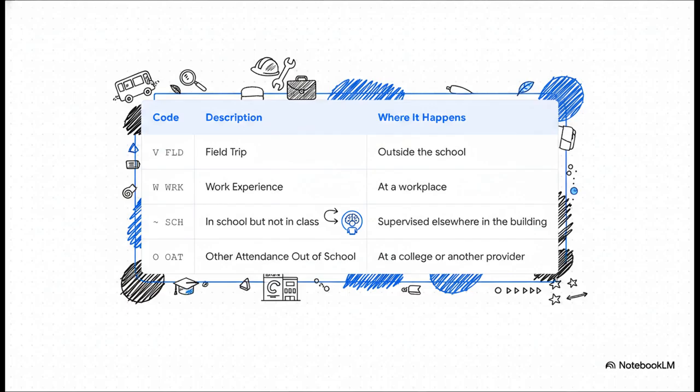Check out this code, /SCH. That means a student is in the school building, they're supervised, maybe in a support center or something, but they're just not in their usual class. It shows that learning happens everywhere, and this system is actually built to track it.